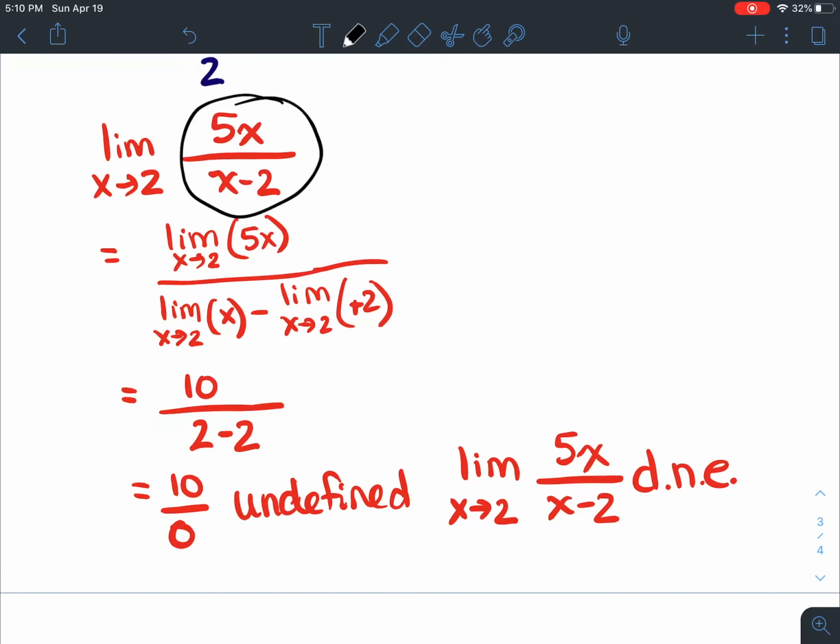Sometimes it's nice to look at the graph so we can get a picture of what's going on. Okay, so that is properties of limits.